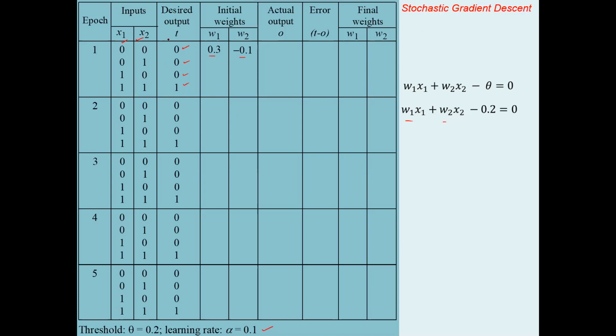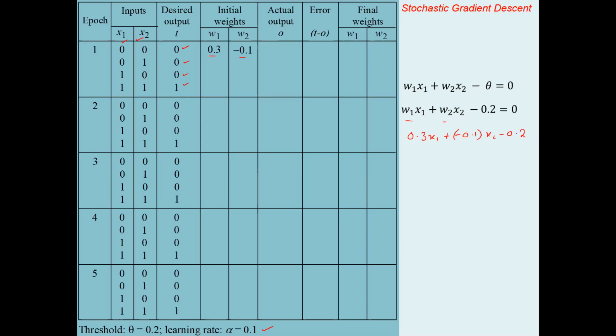Why? Because our data is very small. I only have 4 examples, because with 2 binary inputs, only 4 combinations are possible. So that's why I am feeding one example and updating the weight. This is stochastic gradient descent. Now let's plug in the values of weights which we have randomly chosen. So this becomes 0.3 x1 plus minus 0.1 x2 minus 0.2. This is my expression if I plug in the values of weight.